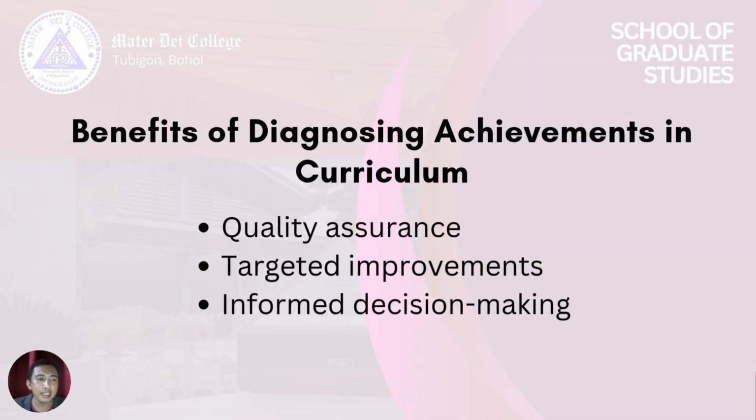The second one is targeted improvement. Focuses resources and efforts on areas where students are struggling or improving learning outcomes. And the last one is informed decision making. Helps educators make data-driven decisions to refine and improve the curriculum based on real-world evidence of student achievements.